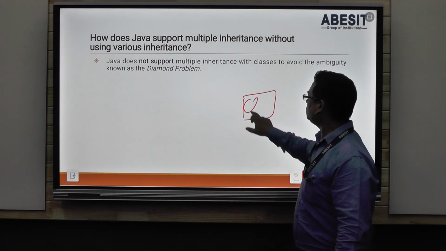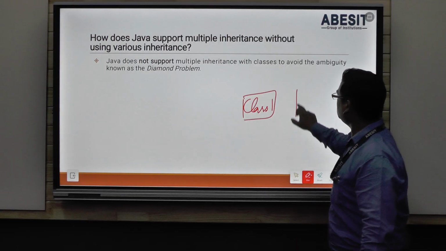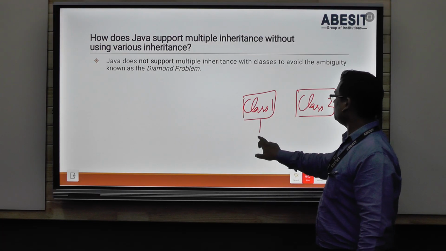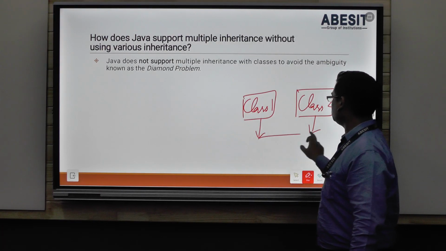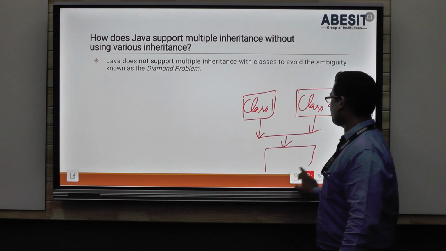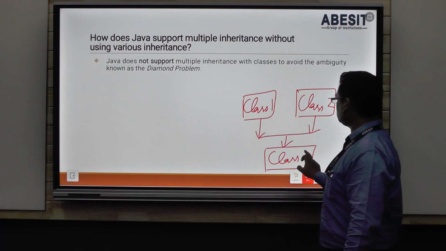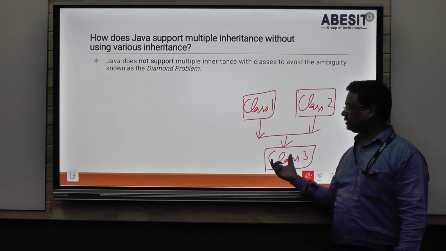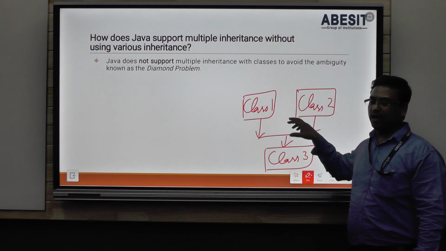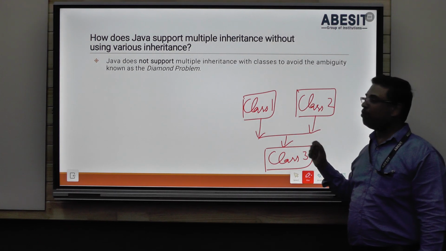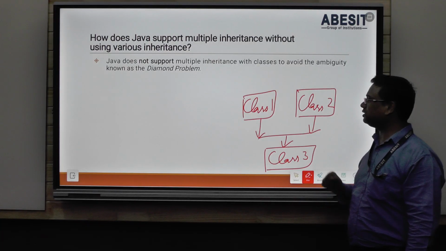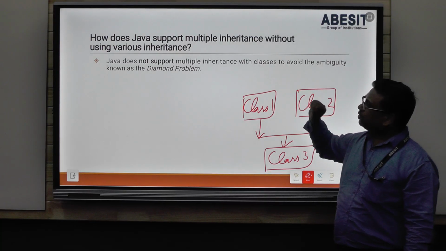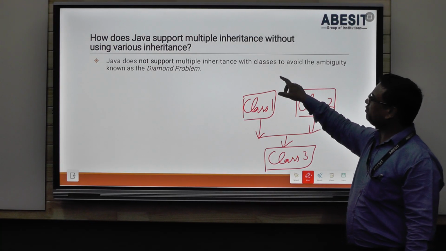Here we have a class 1, another class 2, and class 3. Multiple inheritance is a feature where a class can extend or inherit attributes and methods from more than one base class, or you can say more than one parent class. But Java does not support multiple inheritance with classes.